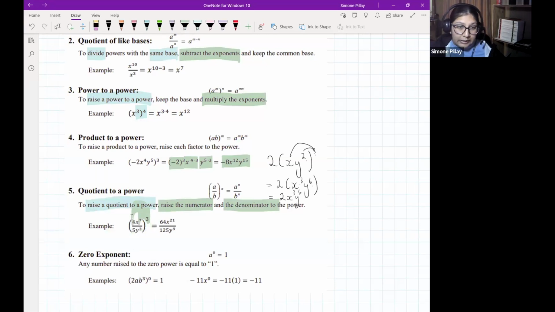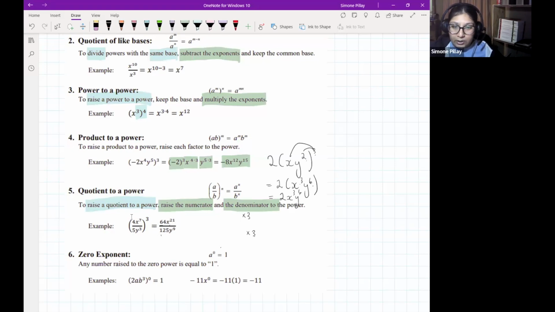So I don't know if that made any sense to you guys. Let me expand this a little bit. So we went 4 cubed, x to the power of 7 times 3, over 5 cubed, y to the power of 3 times 3. And that is how we got this final answer. 4 cubed is 64. x to the power of 7 times 3 was 21. 5 cubed is 125. And 3 times 3 there was 9.